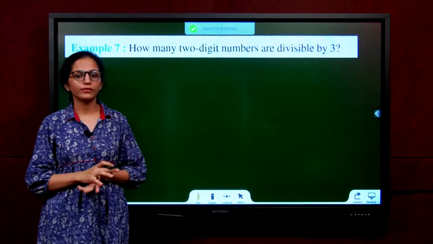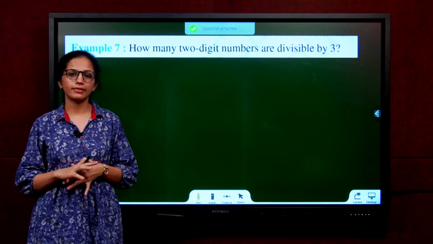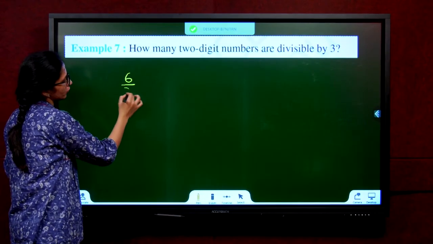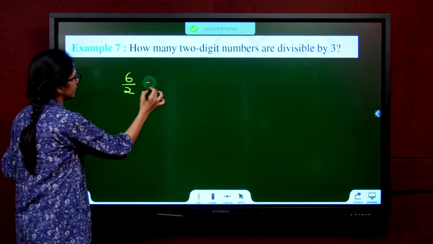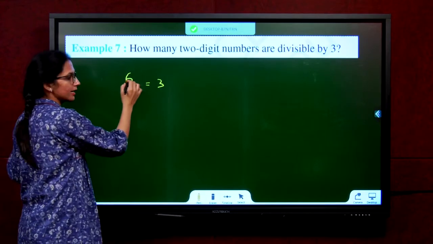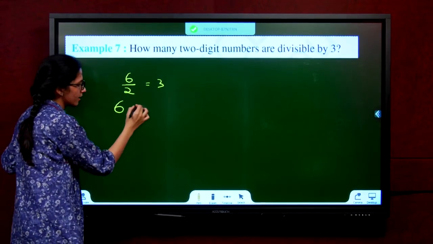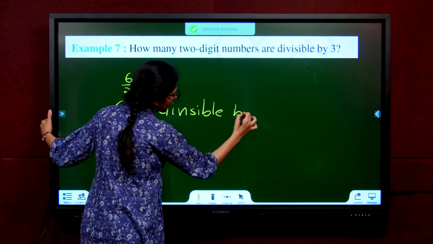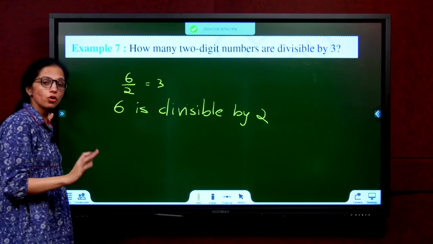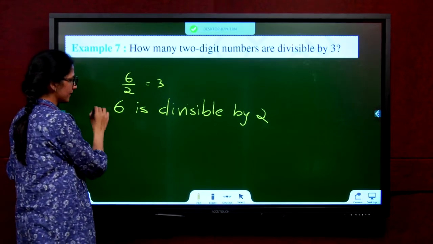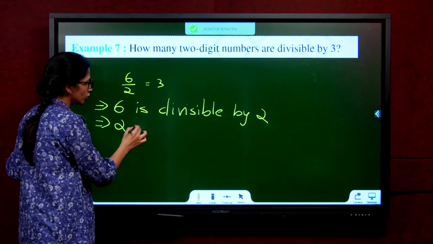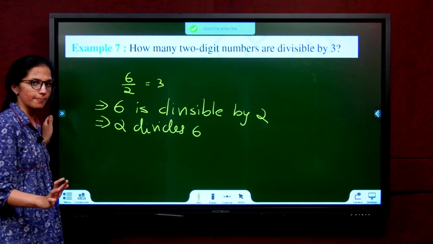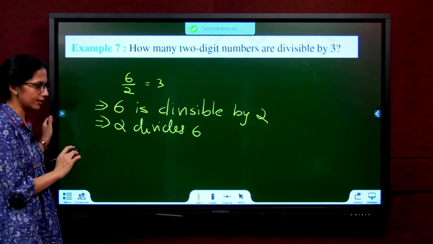Okay, before we understand the words divisible by or anything, let's understand first in basic terms what it means. If I have 6 by 2, it means this answer is 3. Agreed? So, you can say this: 6 is divisible by 2. That means it exactly divides. There is no remainder. This same sentence can be written as 2 divides 6. Same meaning. Okay? 2 divides 6.